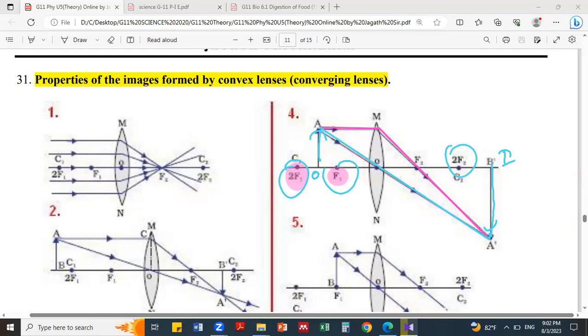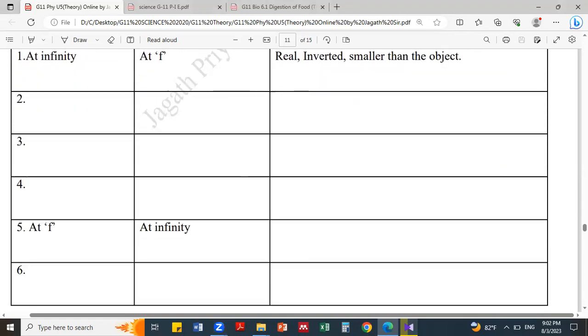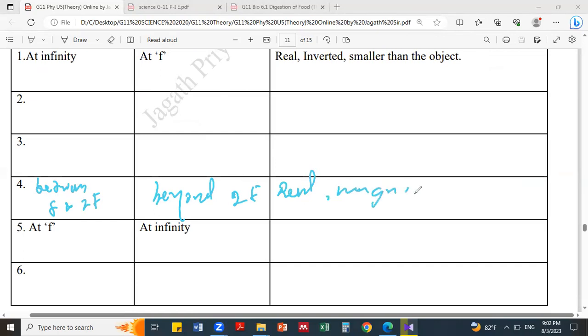So shall we complete the table now? Here's the object. Ray diagram number 4. Object is between F and 2F. Where's the image? Beyond 2F. And what are the properties? Real, magnified, and inverted. This magnified is a bit important. Real, magnified. So if one property changes, it will become a new ray diagram. If the position changes from the previous one, it becomes a new ray diagram. Got it? So now, what is the next place?